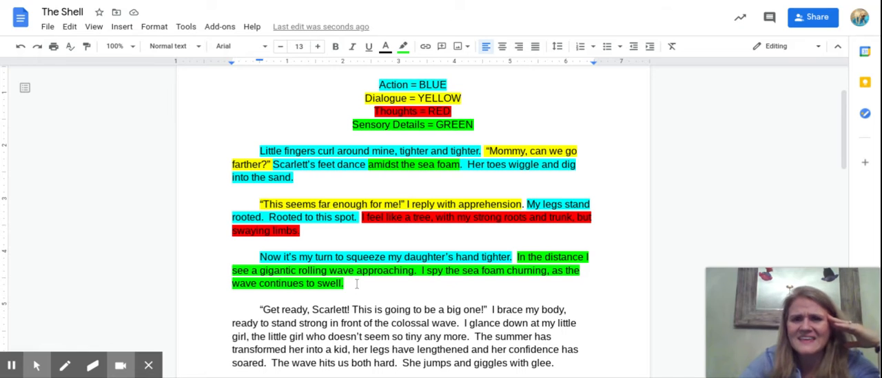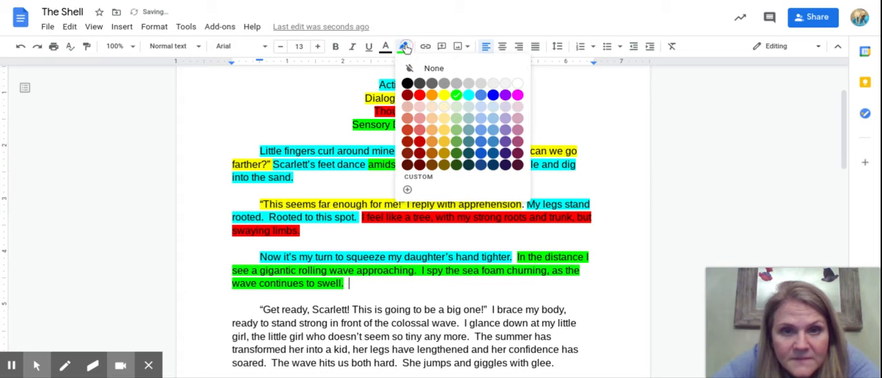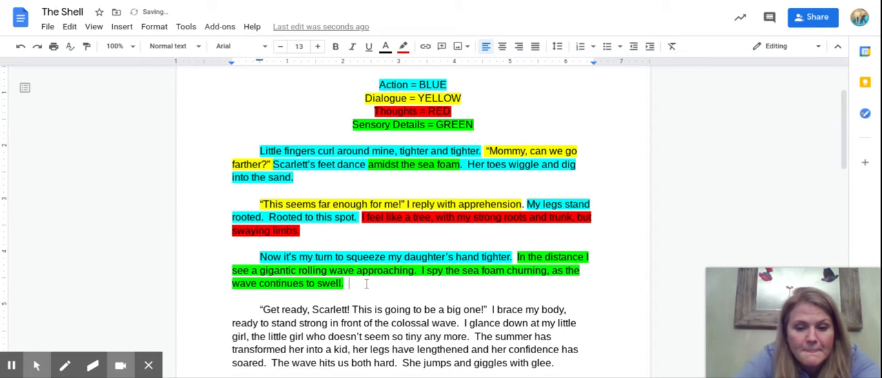So you know what? I think I want to add in some more of my thoughts. And this third paragraph might be a great spot to add in some more thoughts. So this paragraph, now it's my turn to squeeze my daughter's hand tighter. Approaching, I spy the sea foam churning as the wave continues to swell. Well, this could be where I start to show some of that emotion about how I'm feeling in the moment, right? So I could say, so this is going to be in red, right? Because this part is going to be my thinking.